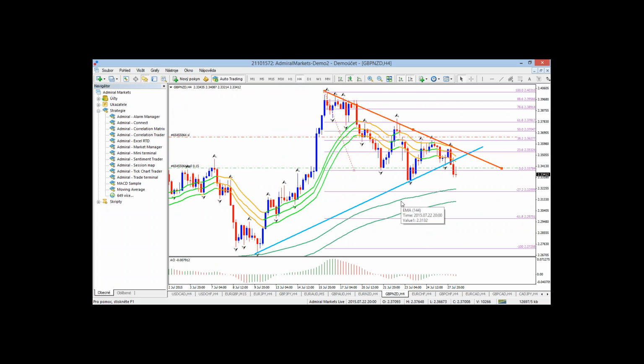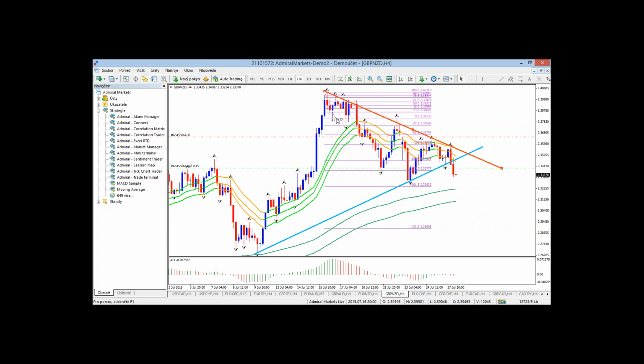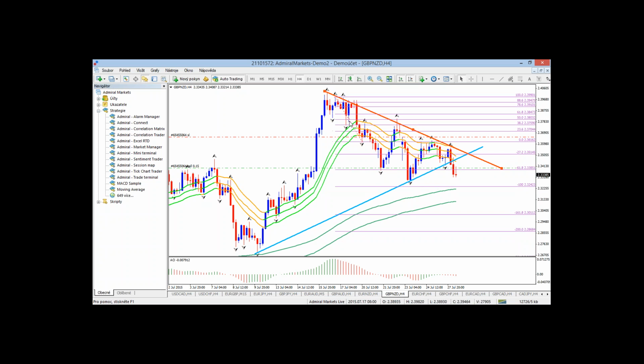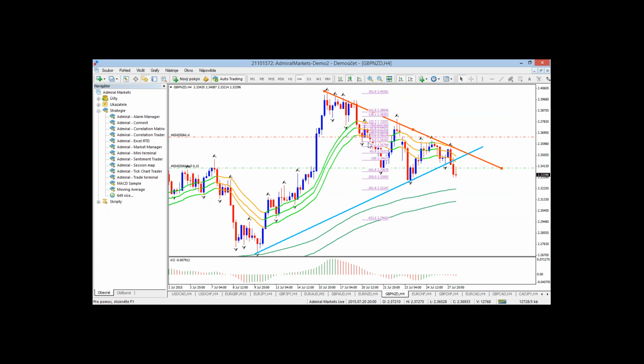Let's see, shouldn't the fib be to the next swing on the lower side, this one? Well, it depends, there are many ways of fibbing. If you fib it from target to target, then basically this will be the fib because this was the first swing. Target got hit here, so I can move the fib from here to here. Target got hit again, so I move the fib from here to here.